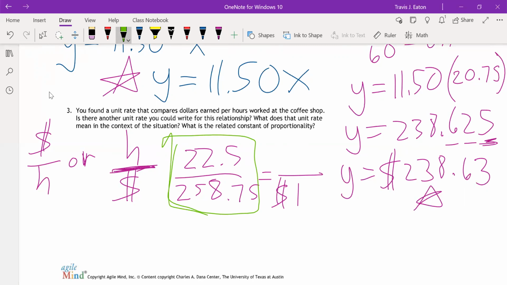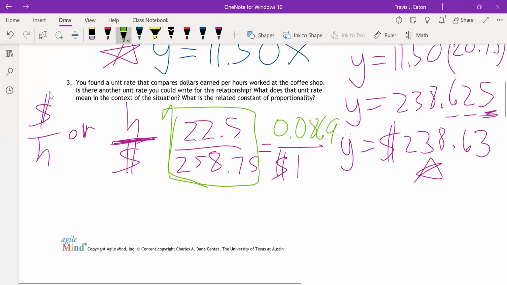22.5 divided by 258.75, and we get the number that's going to go over our 1. And in this case, 0.0869. Ooh, okay. 0.0869 and so on. Let's round that down to the nearest hundredth. Okay, let's make life a little bit easier.